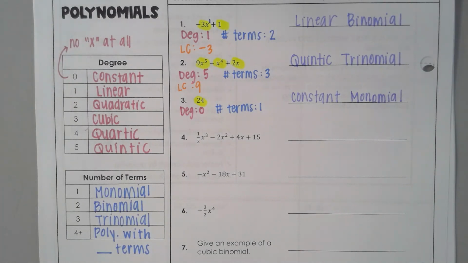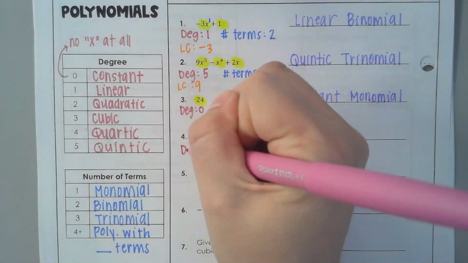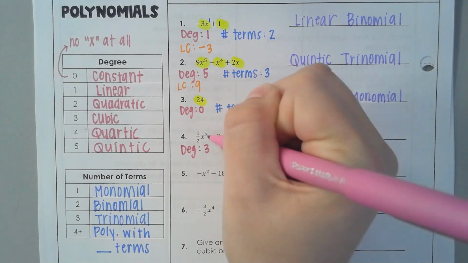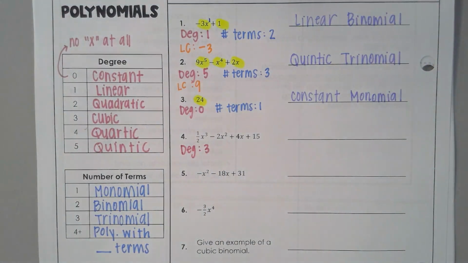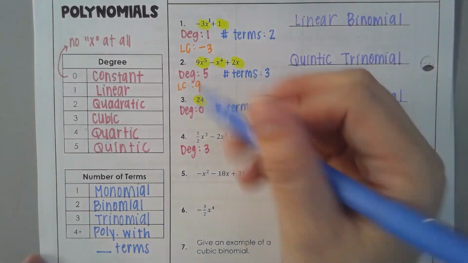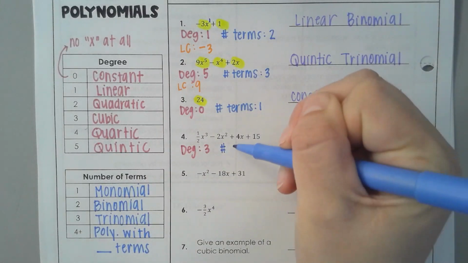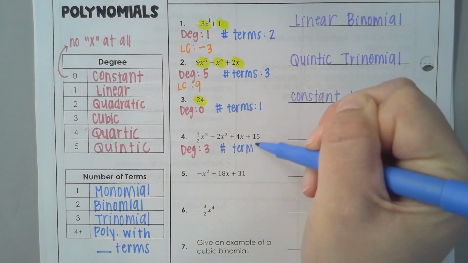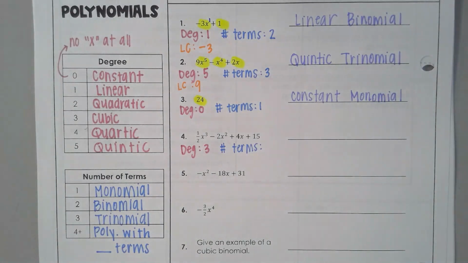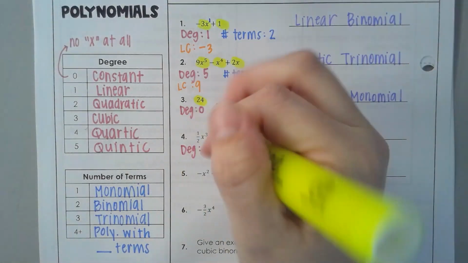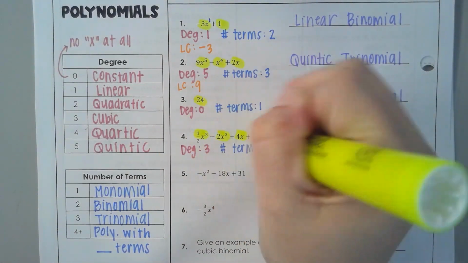Any questions? Is this hard? Alright, number 4. What is the degree? 3. The largest exponent is 3. The number of terms, 4. 1, 2, 3, 4.